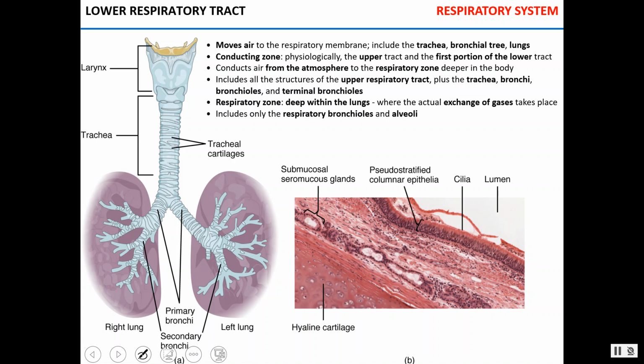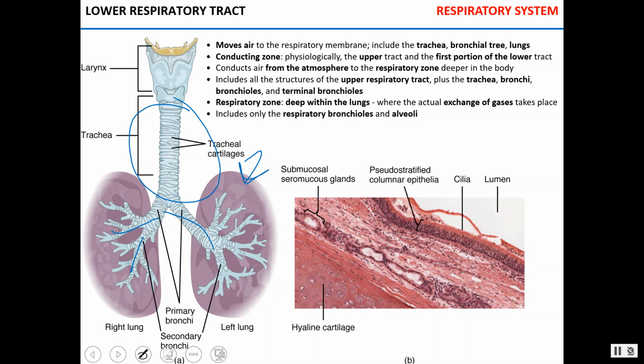The lower respiratory tract consists of the trachea, bronchi, and lungs. You can see the trachea, bronchi, and lungs. It moves air towards the respiratory membrane, and this part is still called a conducting zone. Physiologically, the conducting zone consists of the upper respiratory tract, trachea, and bronchi. When air gets into the respiratory zone, which consists of respiratory bronchioles and alveoli, it's deep in the lungs.